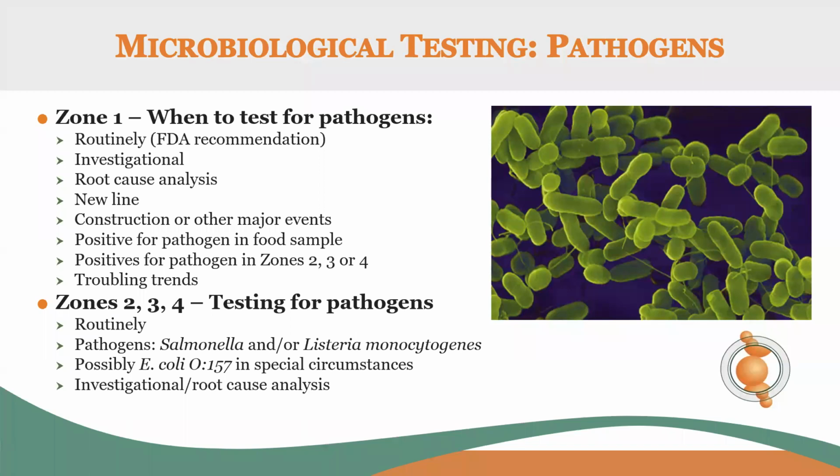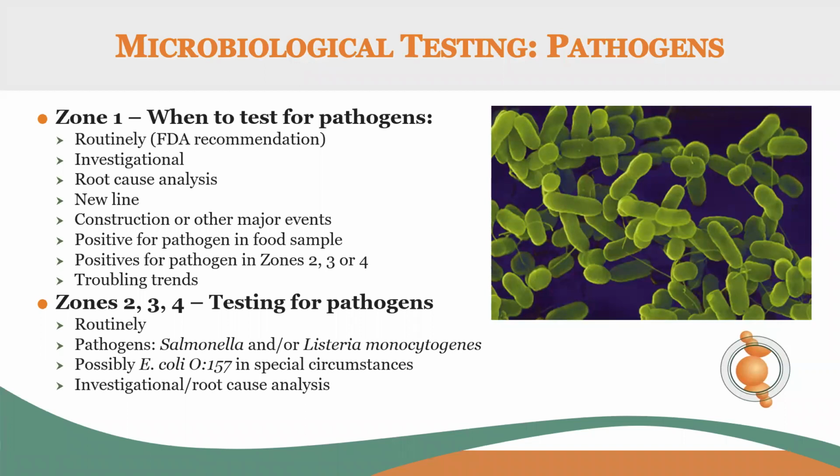Anytime there is a new line, you're going to want to test your zone 1 for pathogens, Listeria and Salmonella. Anytime that there is a construction or any major event in your facility, you're also going to want to test for pathogens. Anytime you have a positive in a food sample, or there may be a recall linked to your product, you're going to have to test zone 1 for pathogens. And anytime that you do have a positive in zone 2, 3, or 4, it's a good idea to also test your zone 1 for pathogens. And then anytime, of course, that you're having troubling trends from any of these other zones or in your facility, it's a good idea to test zone 1 for pathogens.